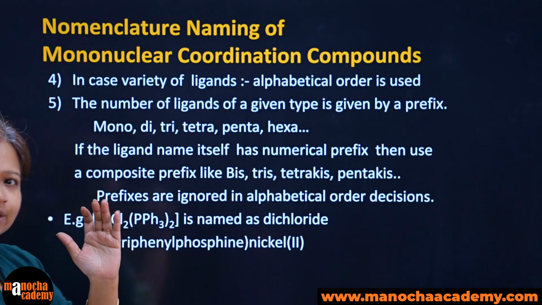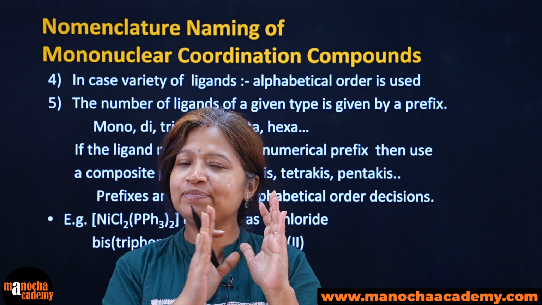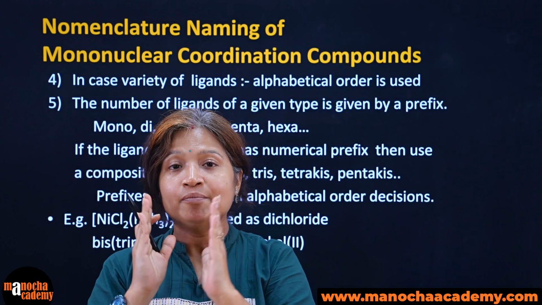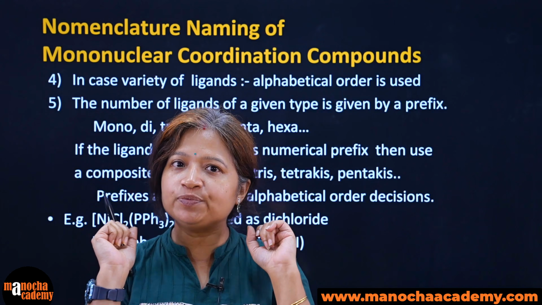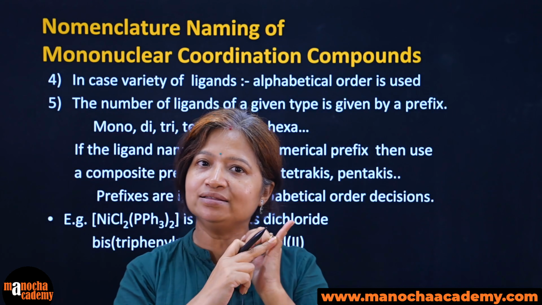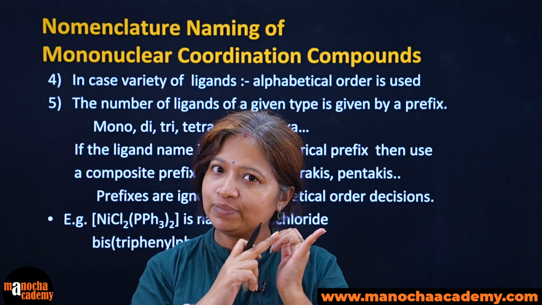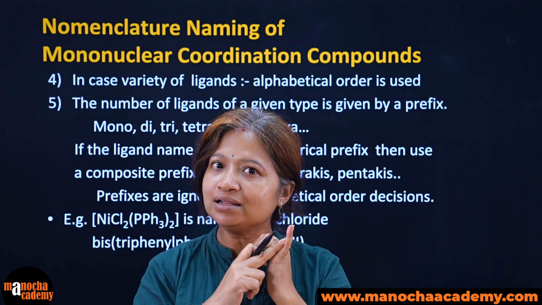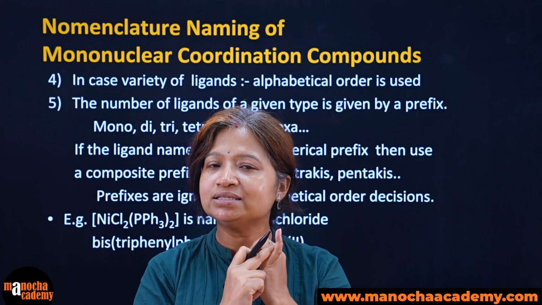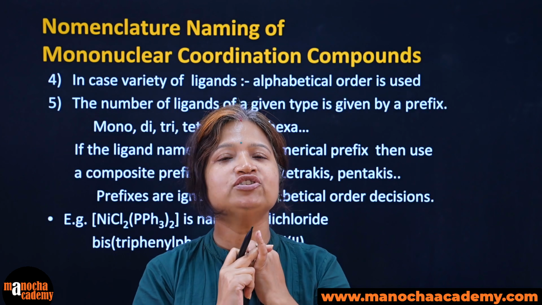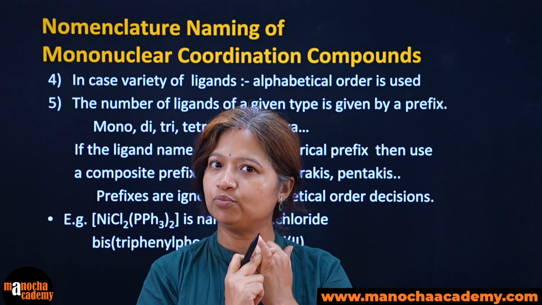Now, we know the basic sequence. We know first we name the cation, then the anion. But how do we name the coordination sphere? Coordination sphere is having ligand, metal, oxidation number. So, what is the sequence there? First you name the ligand, then the metal. After the metal, in parenthesis within the bracket, you mention the oxidation number in Roman numeral.